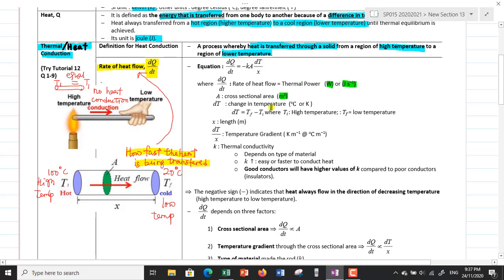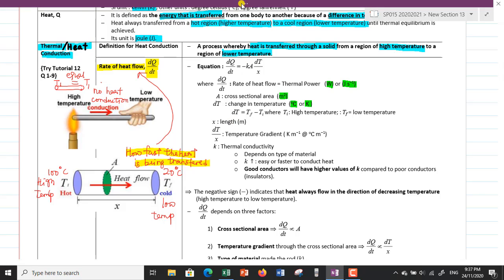dT is the change in temperature, because heat flows from high temperature to low temperature. So there is a temperature difference between the hot end and the cold end. dT represents the change in temperature. It might be expressed in degrees Celsius or Kelvin, it doesn't matter. So how do you find the change in temperature?